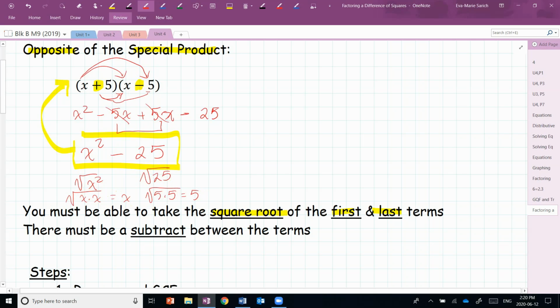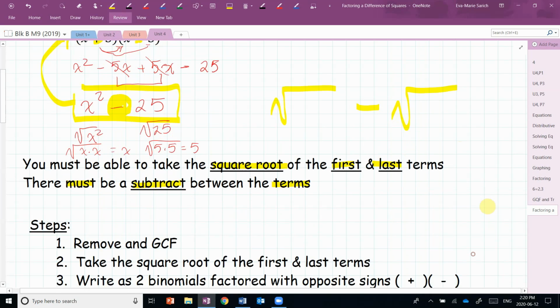And the other thing is that there must be a subtract between the terms. That means right here, there has to be a subtract. It does not work if there's an add. So you must be able to take the square root of the first term, there's a subtract, and you have to be able to take the square root of the second term. And that's just being able to recognize that this is, in fact, a difference of squares.